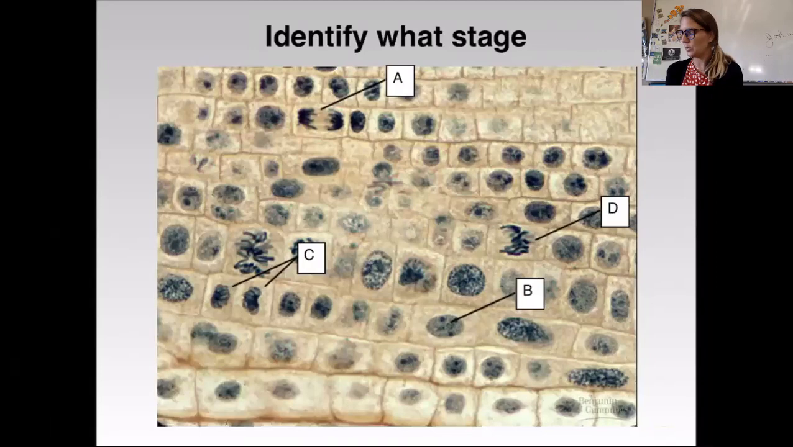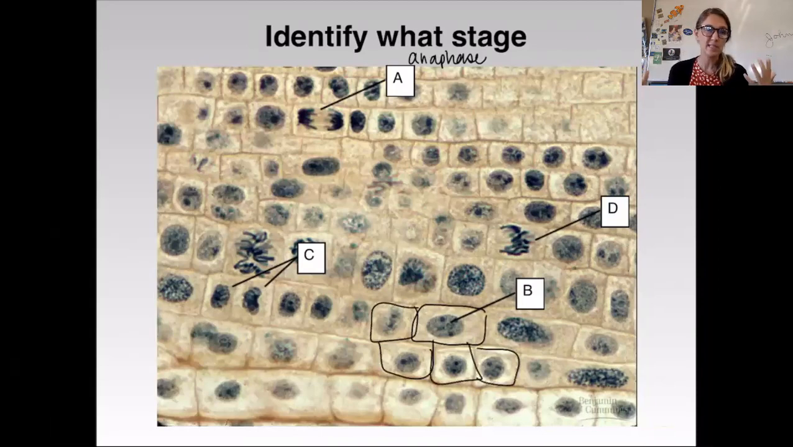That was animal cells. So in plant cells, let's look at A. So here we can see that they are spreading apart or being pulled apart. So that one is anaphase. B, this looks like the majority of the cells, right? There's lots of other cells around here that look just like B. Can't really see individual chromosomes. So I would call that interphase.